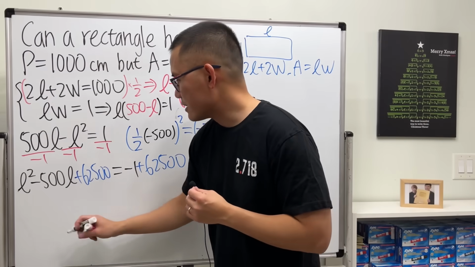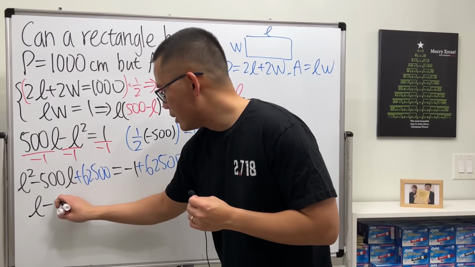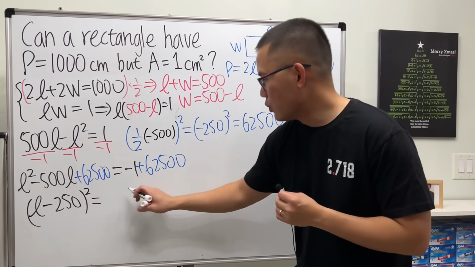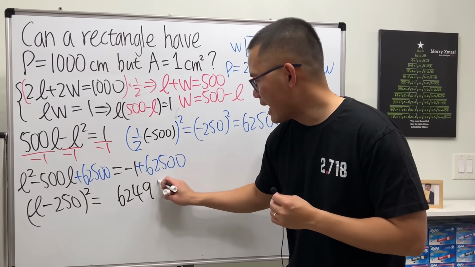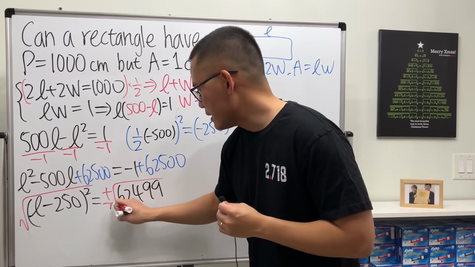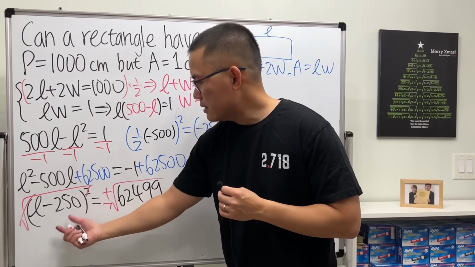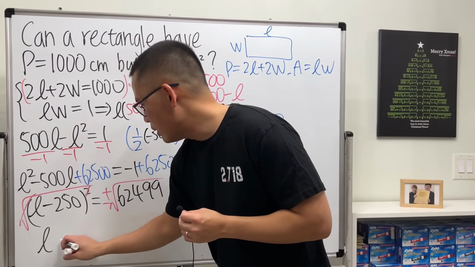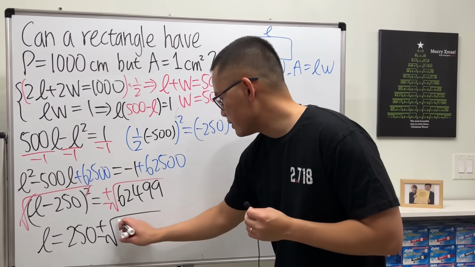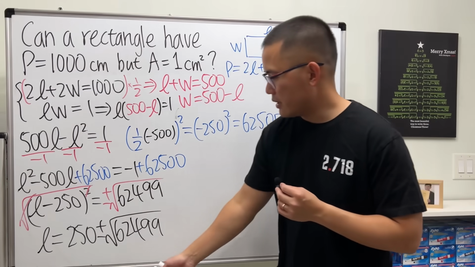From here, we can factor it. We will get L, and then the number is this, minus 250, and then square that, and that will give us 62499. Then we can just take the square roots to both sides, put a plus or minus, cancel the square and the square root. L minus this, we put this to the other side, so we have L equals 250 plus or minus square root of 62499. Now here's the question, which one do we take?